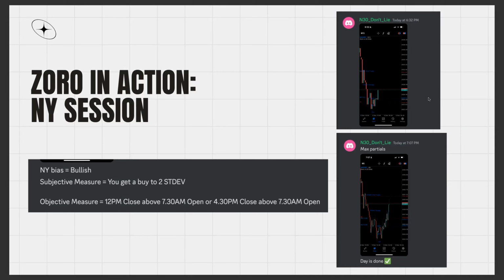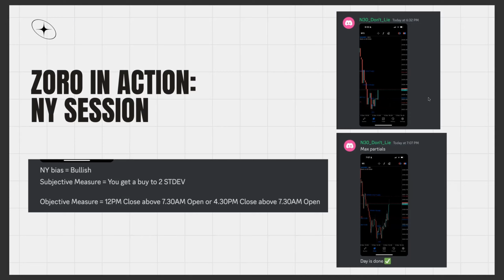Okay, so the subjective measure is that you get a buy to 2 standard deviations of my N30 projections. Or the objective measure is that you compare the 12 p.m. Eastern Standard Time close to the 7:30 a.m. open, or the 4:30 p.m. close to the 7:30 a.m. open, and you see, did it close bullish? If so, then yes, that's a success. Or from a subjective measure, in between 7:30 a.m. EST and 4:30 p.m. EST, if you got a buy that was perfect, that fit your condition, then that means Zoro actually worked for you, because you got that bias.